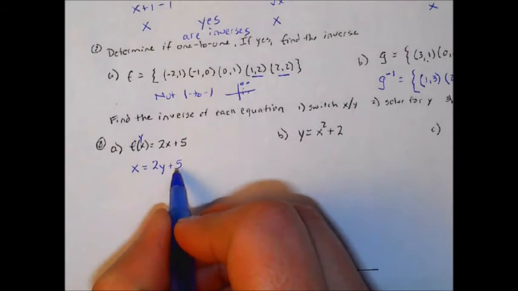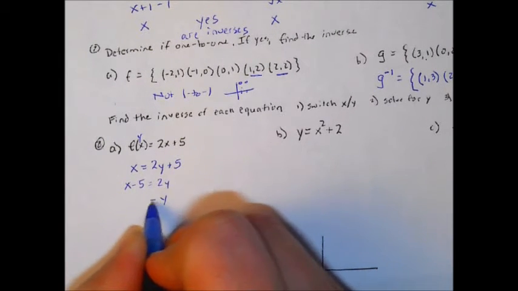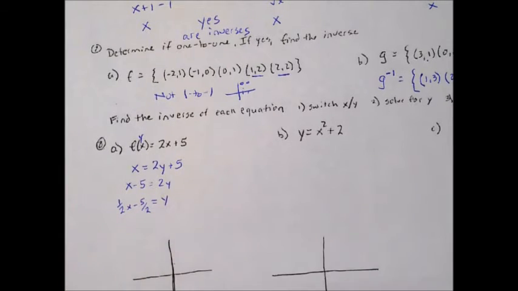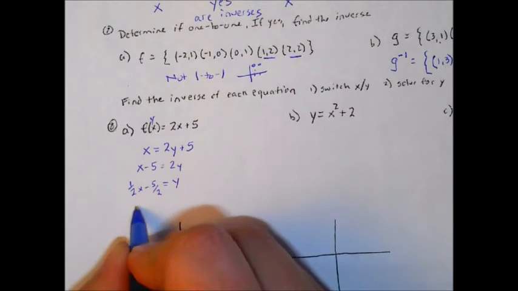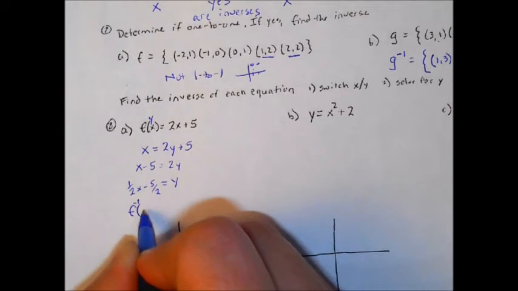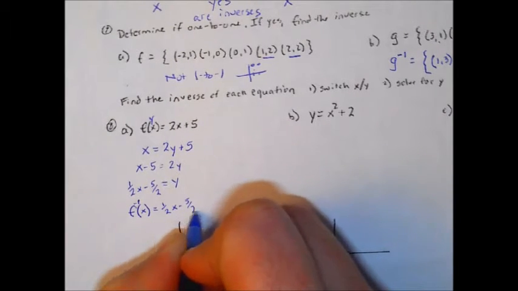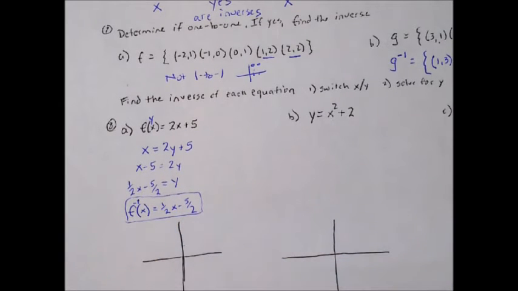So we subtract the 5 over and then divide by 2. So there is our inverse. And let's put it with the correct notation. We would say f inverse of x is equal to one half x minus 5 halves. So this would be the correct notation we want to use, f inverse of x.